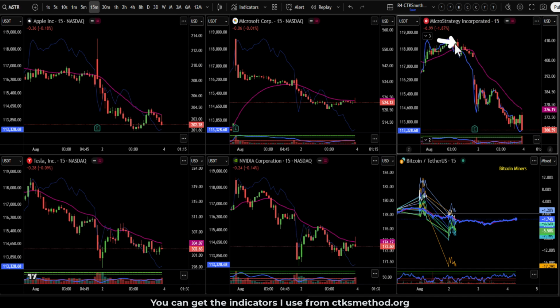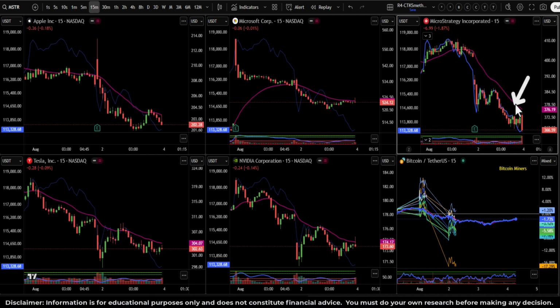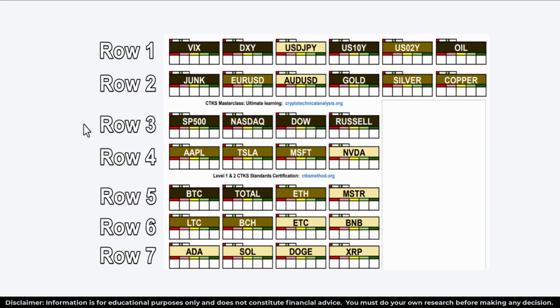And when we look at strategy, which is still MicroStrategy in TradingView, we can see Bitcoin and strategy are moving very, very tightly in terms of correlation. When you know how to read the cheat sheet, all of a sudden the world's global markets get a lot less confusing. What we're seeing from row 3 and row 4, the main markets are in a downtrend. And we saw that across global markets.